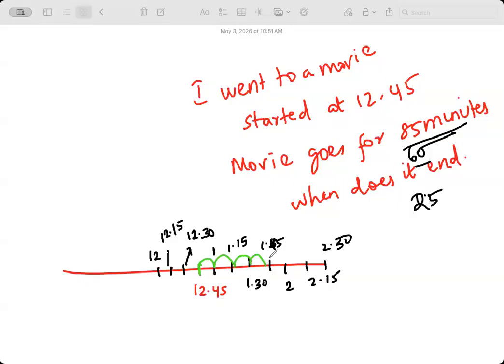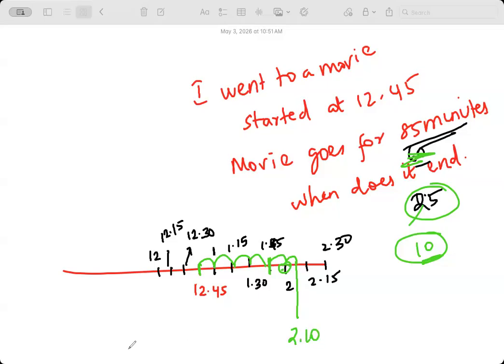1, 2, 3, 4. First 60 minutes is gone, right? I need to account for 25 minutes. So let me account for 15 minutes. Let me pull out 15 from here. I have 10 more minutes remaining, but I'm here at 2 o'clock, and I have to move forward by 10 minutes. So I'll end up at 2:10.